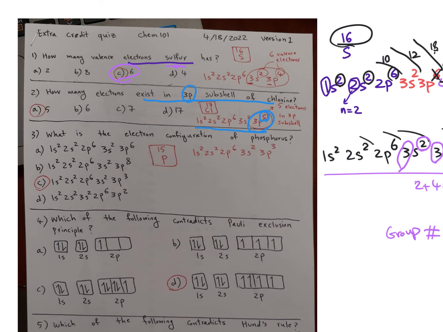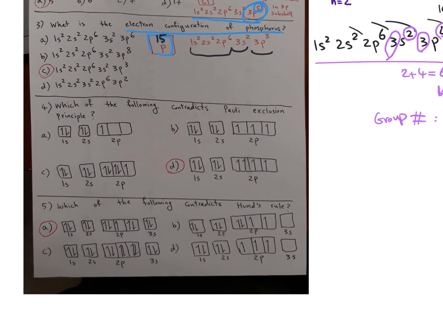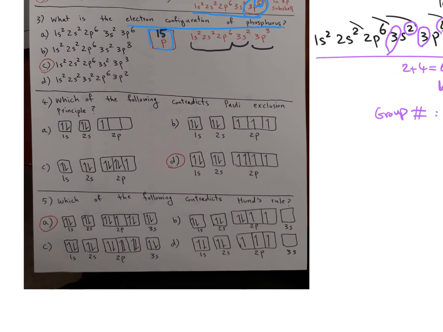Questions? What is the electron configuration of phosphorus? So phosphorus has 15 electrons. 15, right? So we say 1s2, 2s2, 2p6, 3s2, and then 3p3. So, these questions were giving some of you a hard time, and I'm going to talk about them.